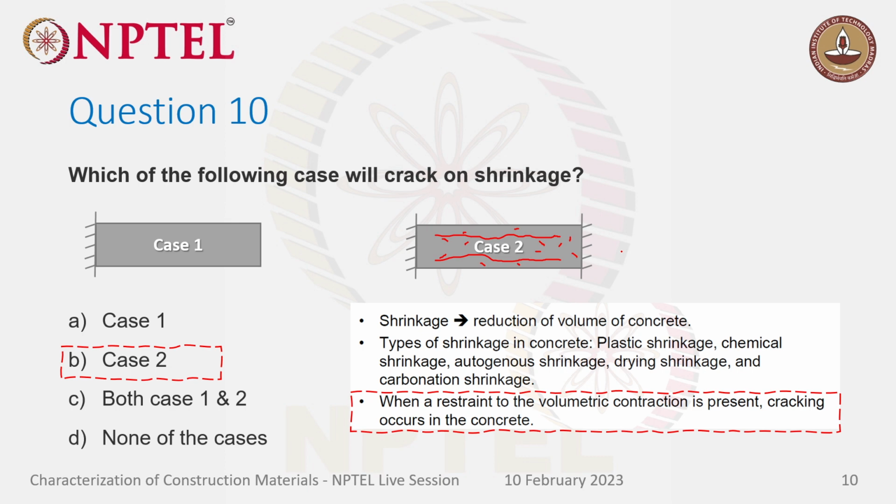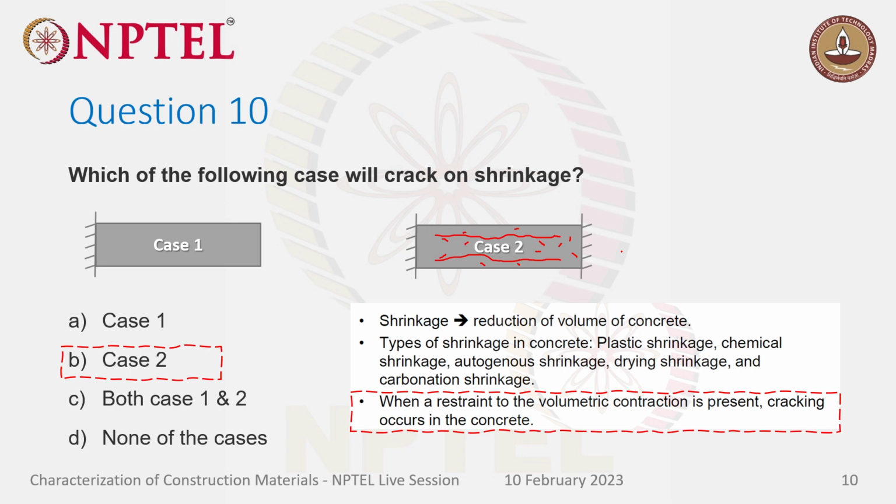Getting back to the problem. As you all understood, in case 2 there is restraint on both sides. When there is restraint and some shrinkage, a reduction in volume, if there is no restraint, automatically there will be no cracks. But if there is a restraint to the shrinkage happening, the reduction in volume, then there will be cracks because of the restraint provided.